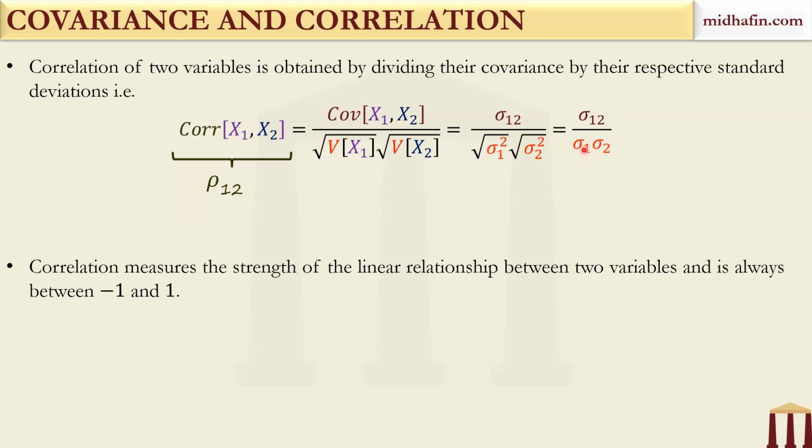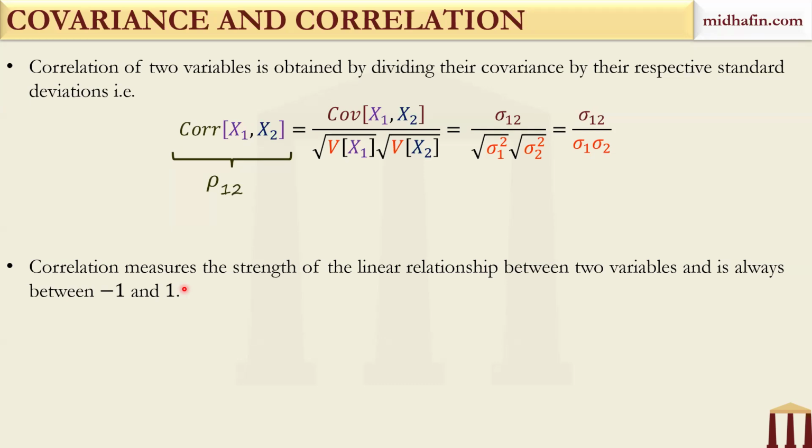How we are doing it, it's clear. So what does correlation do? Correlation measures the strength of the linear relationship between two variables and is always between -1 and +1. That is the benefit of standardization. By dividing it by something, in this case, product of standard deviations, we are actually making it more accessible, more easy to compare, and more meaningful.